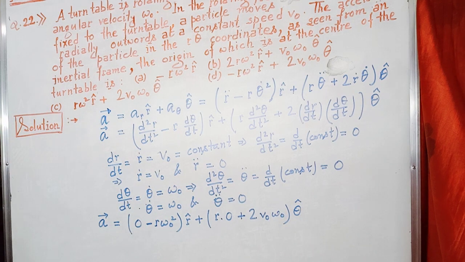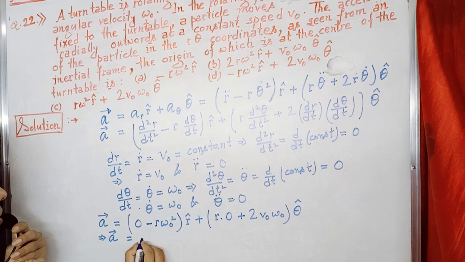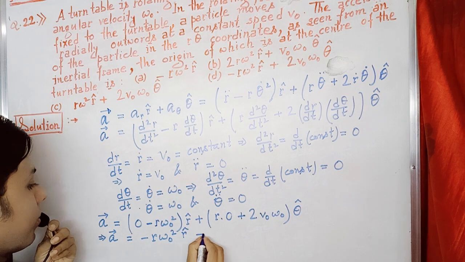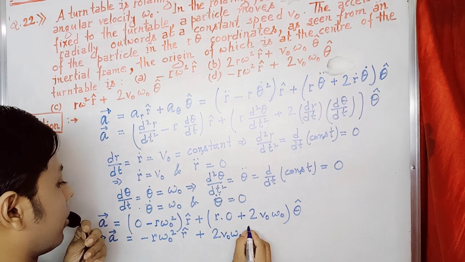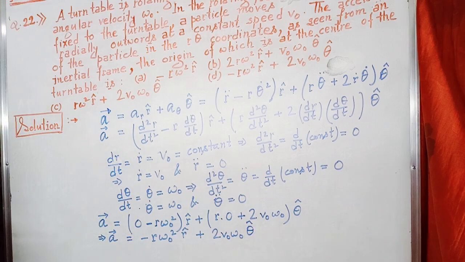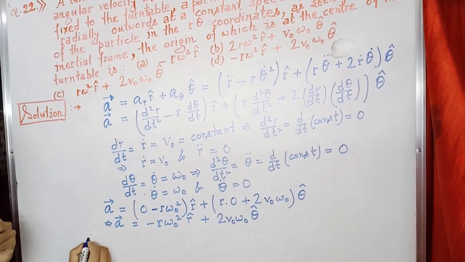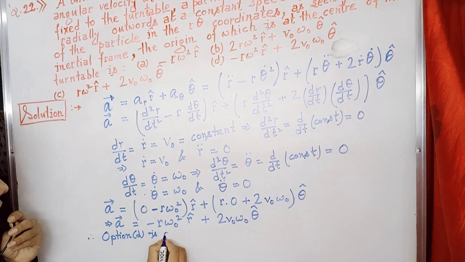Therefore, we can write the final expression for the acceleration: A will be equal to minus r omega naught square r cap plus 2 v naught omega naught theta cap. So this is our desired result, which matches with option D. Therefore, the correct option is option D.